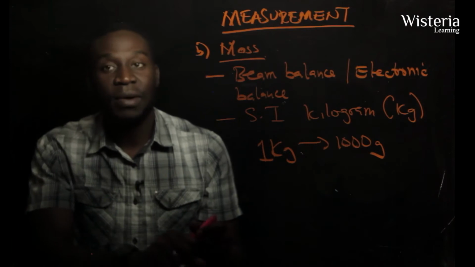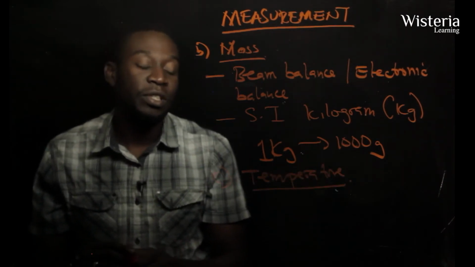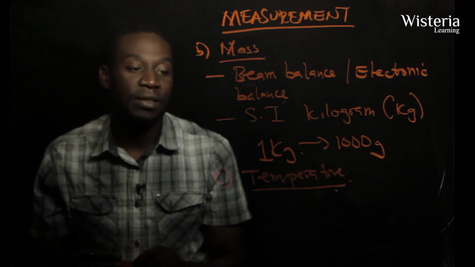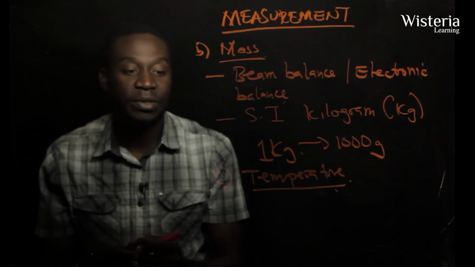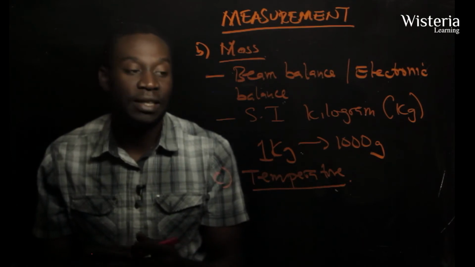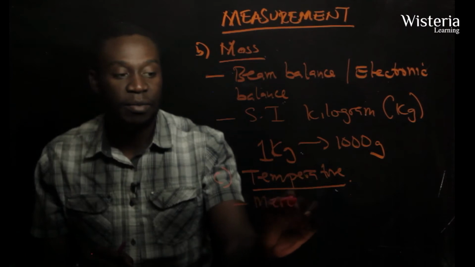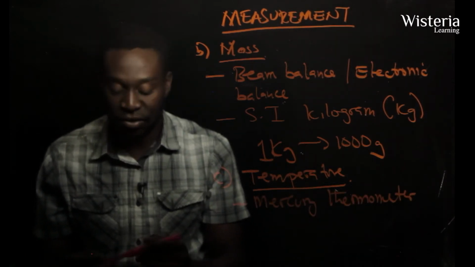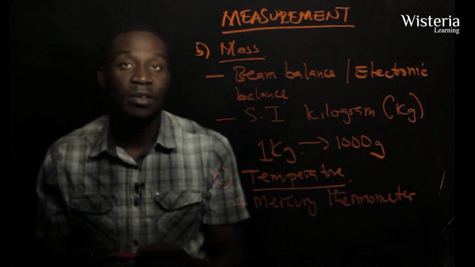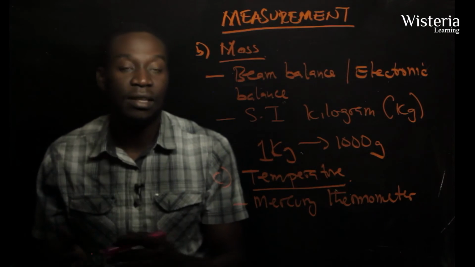The next one after mass we're going to look at is the temperature. So temperature, what you need to know is how do you measure temperature. So you measure temperature using a thermometer. So in chemistry we usually use a mercury thermometer to measure the temperature. So we use the mercury thermometer to measure temperature. But temperature can also be measured using a clinical thermometer. So a clinical thermometer, those are thermometers that are found in hospitals.